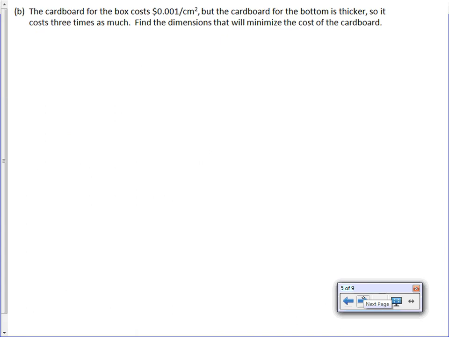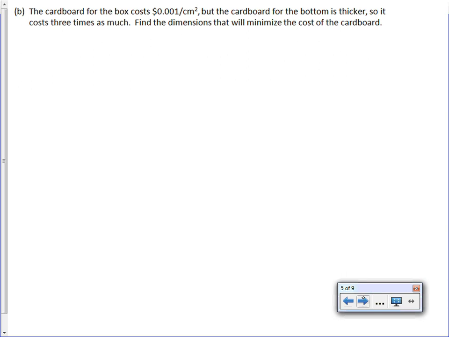So part B says, we're going to do this tomorrow. Okay. Well, we can maybe set this up. So the cardboard for the box costs 0.001 per centimeter squared, but the cardboard for the bottom is thicker, so it costs 3 times as much. Find the dimensions that will minimize the cost of the cardboard. So if you get this, this is going to be a different model altogether.